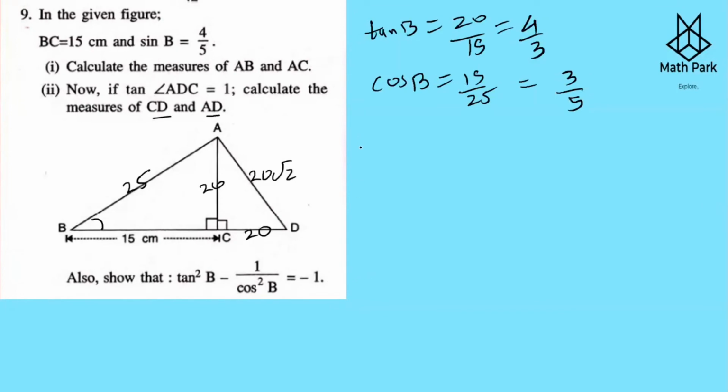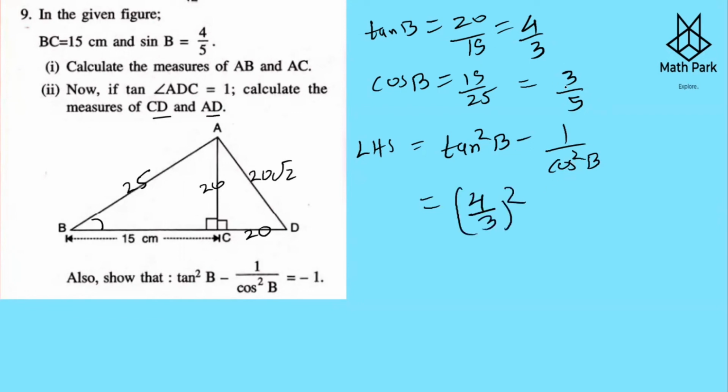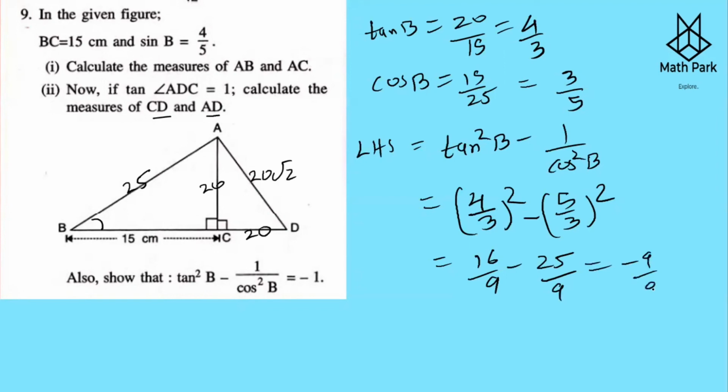Now we have to find the value of this. Let us take the LHS, that is tan square b minus 1 upon cos square b, which is equal to tan square b, 4 upon 3 and then the square of that, and 1 upon cos square b. So we'll take the reciprocal of this. So we have 5 upon 3 and then the square of that. So 4 square is 16 upon 9 minus 5 square is 25 upon 9. So we get minus 9 upon 9, that is minus 1, and that is our RHS. Hence proved that tan square b minus 1 upon cos square b is equal to minus 1.